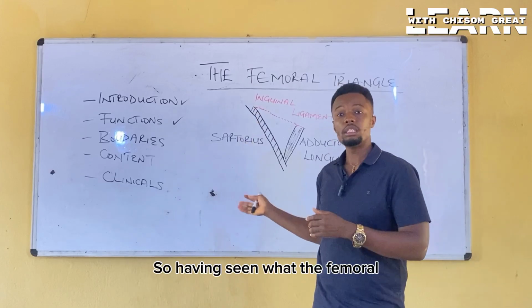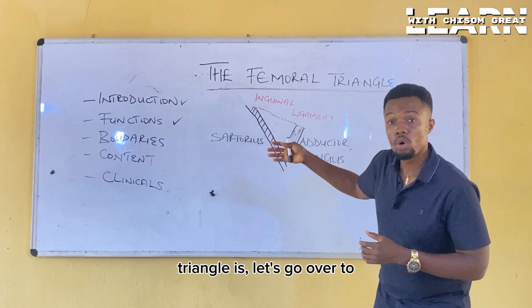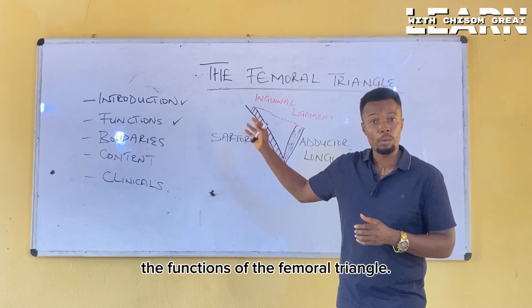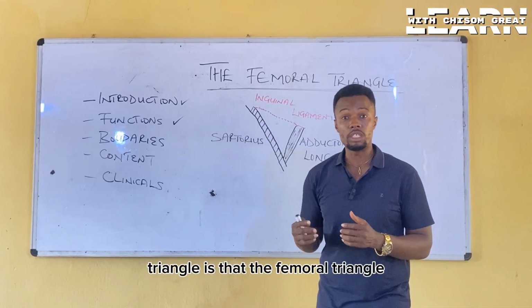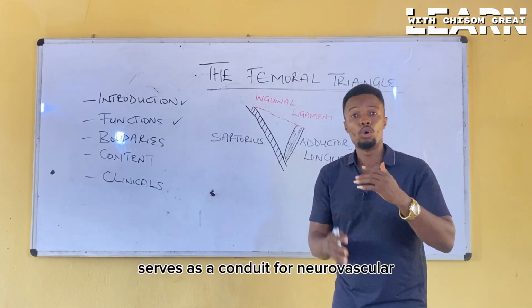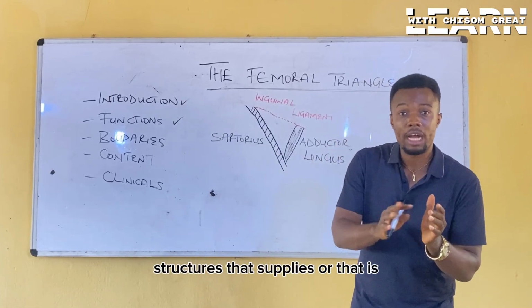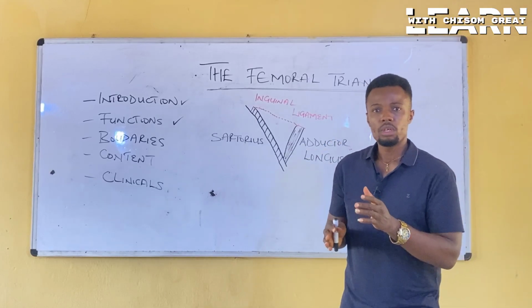So having seen what the femoral triangle is, let's go over to the functions of the femoral triangle. The main function of the femoral triangle is that it serves as a conduit for neurovascular structures that supply or are found in the anterior thigh.